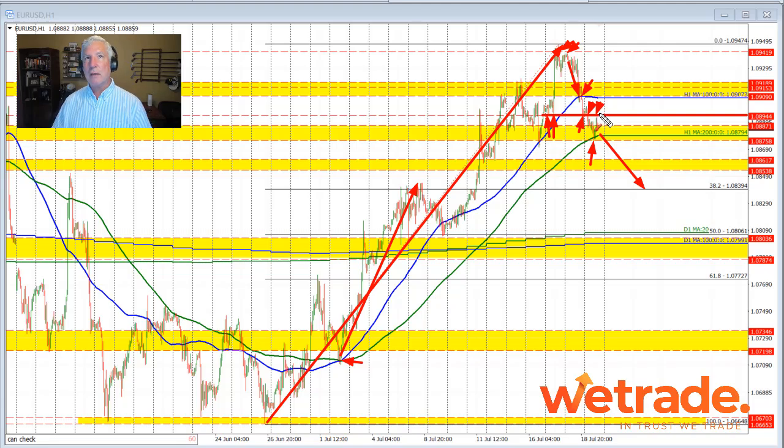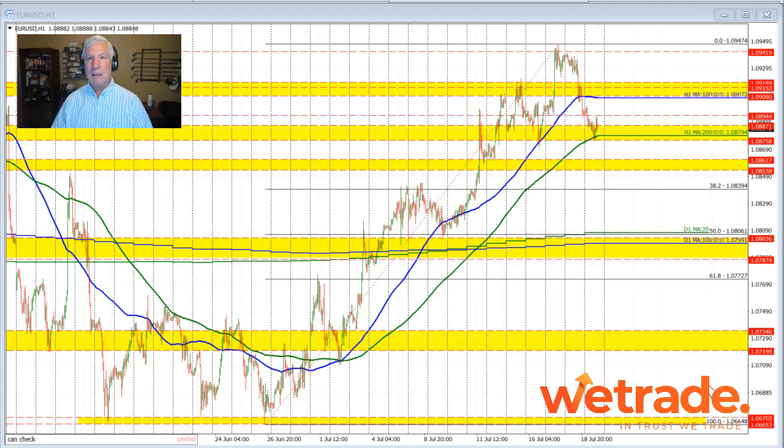a resistance target that if we get through, maybe we look toward a retest of the 100-hour moving average. But I would expect to see sellers against that level, and then we'll see what happens at the 200-hour moving average, whether they break below that level and move down toward the 38.2% retracement. So that's my tactical look at the euro versus US dollar.